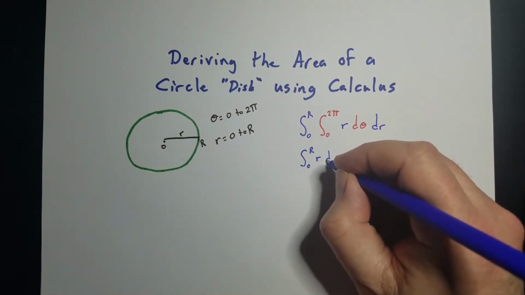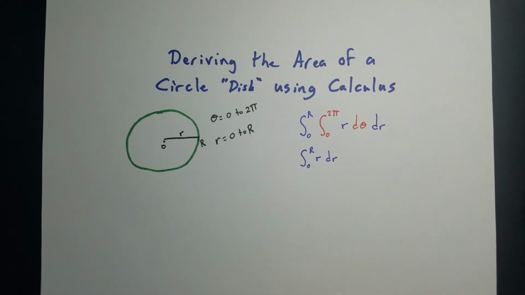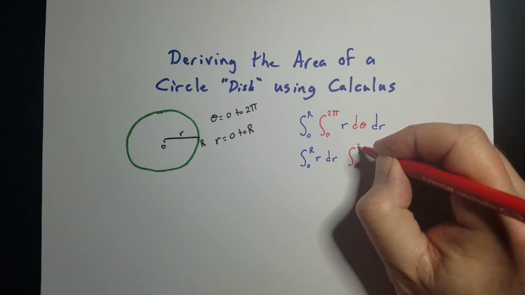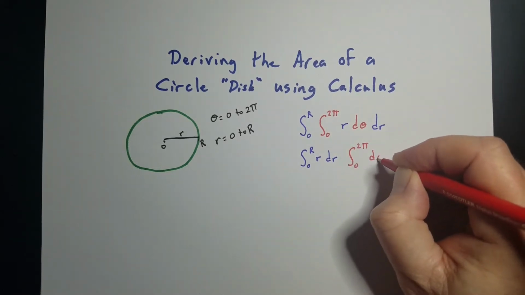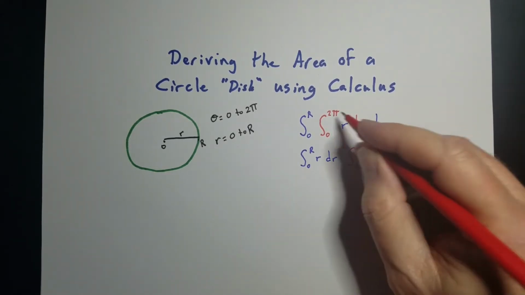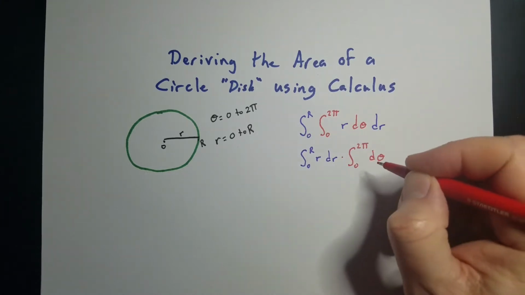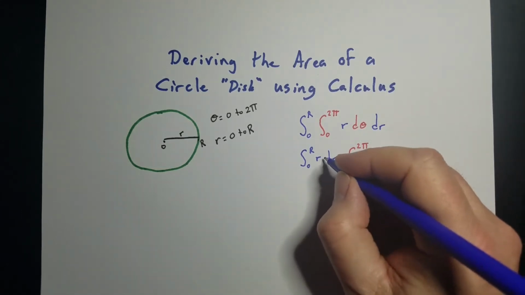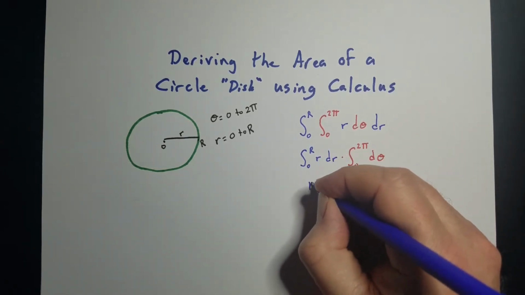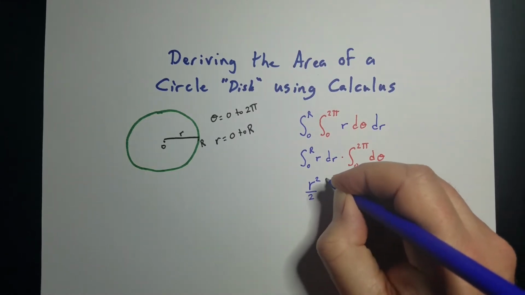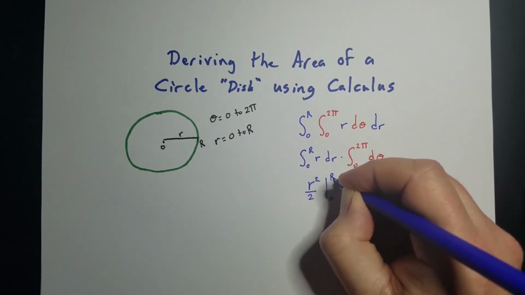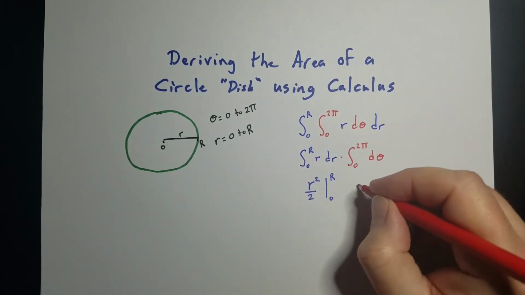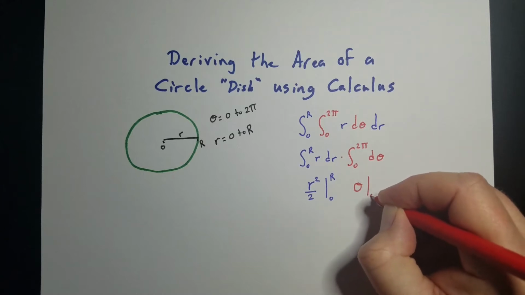Now, I think I'm going to go ahead and separate those two integrals for the sake of simplicity. These are still all multiplied together. This is all multiplication. So if I do this integral, we take the integral of r, we get r squared over 2, and our range is from 0 to our generic r. For this one, we take the integral of d theta, we get theta, and it goes from 0 to 2 pi.